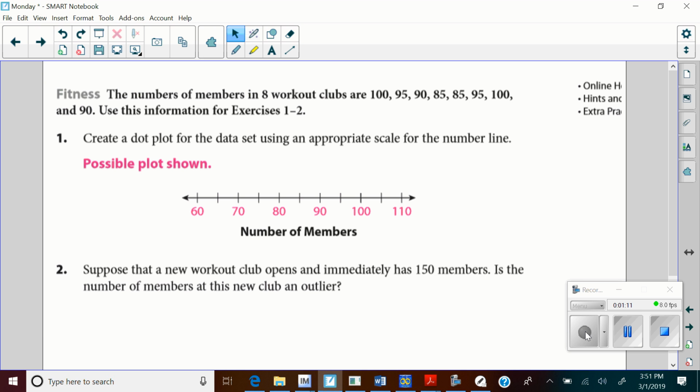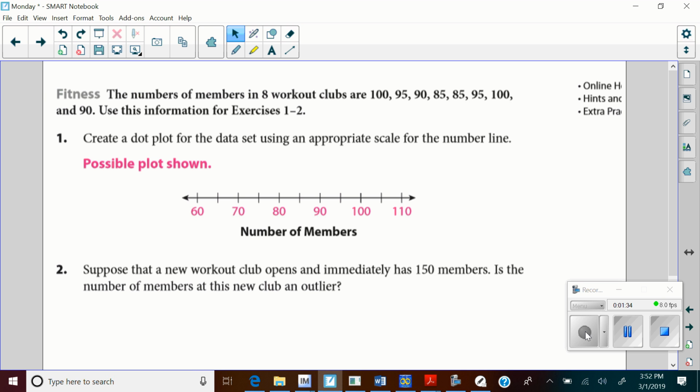I have some space so I can put 65 or 75 or whatever. Okay, now the next part is extremely easy. All you have to do is put a dot over the number to represent that entry for your data set.